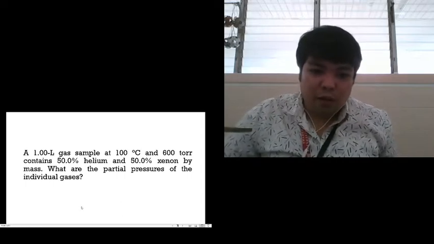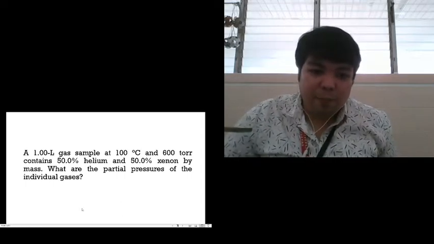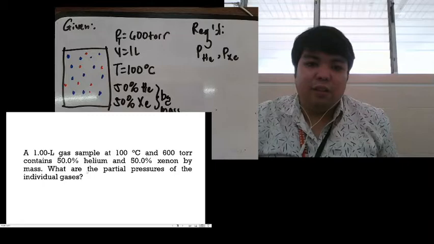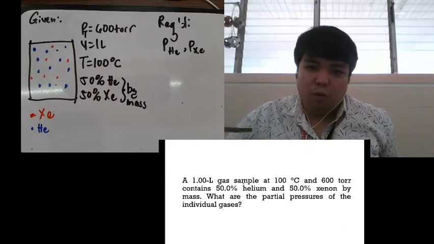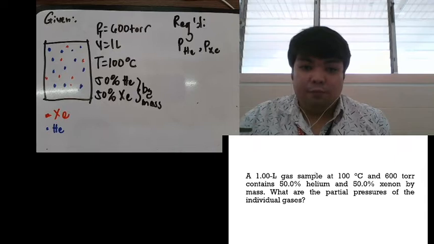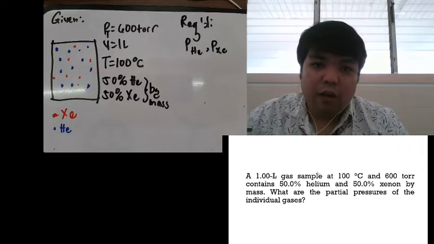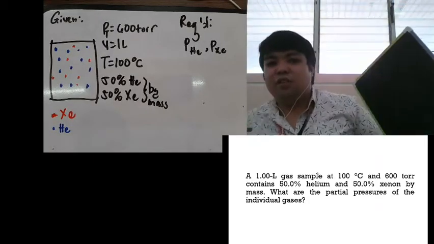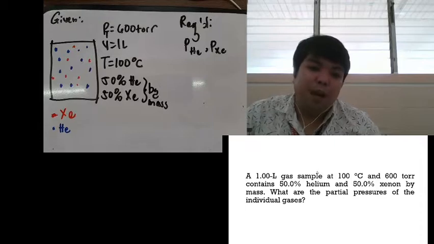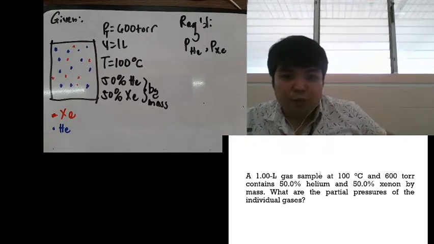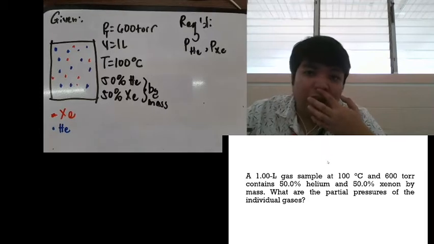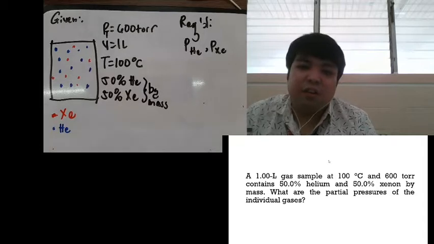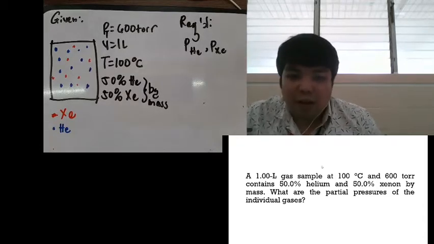So I've already made a diagram about that here, which is this one. So let's have this diagram. We have a container which is around 1 liter and its pressure is 600 torr, and this is given. By mass, it contains 50% helium, 50% xenon. So we will find the partial pressures of helium and xenon. So how do we do that?